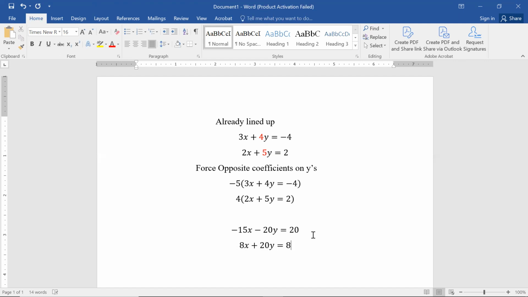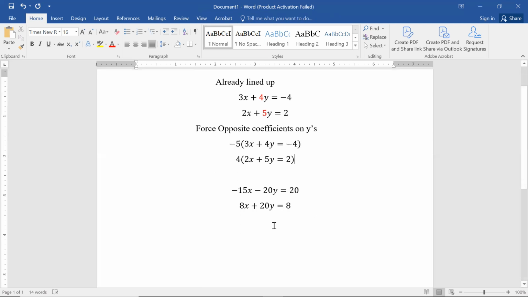And I can do that no matter what the two equations are. Once they're lined up, I take the coefficient of y from the second equation, write it in front of the first, take the coefficient of y from the first equation, write it in front of the second, and change the sign on one of those numbers from a negative to a positive or a positive to a negative. Every time I do that, you'll get opposite coefficients on the variable, so long as you've done it right.